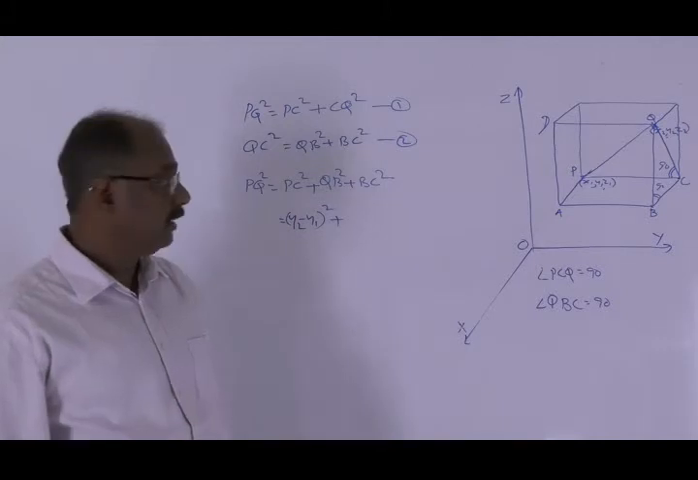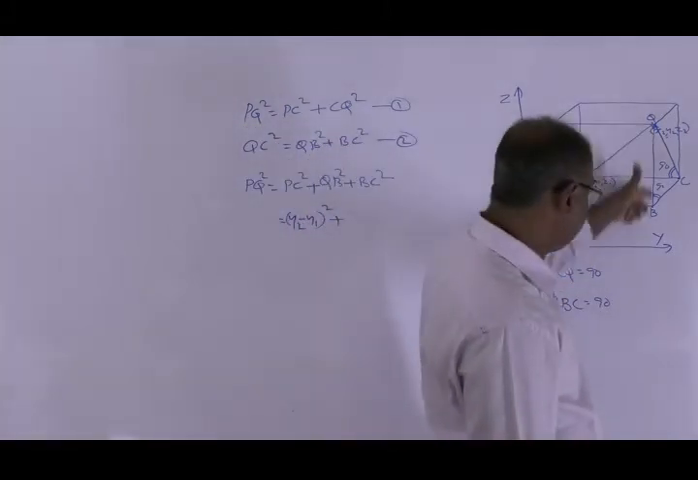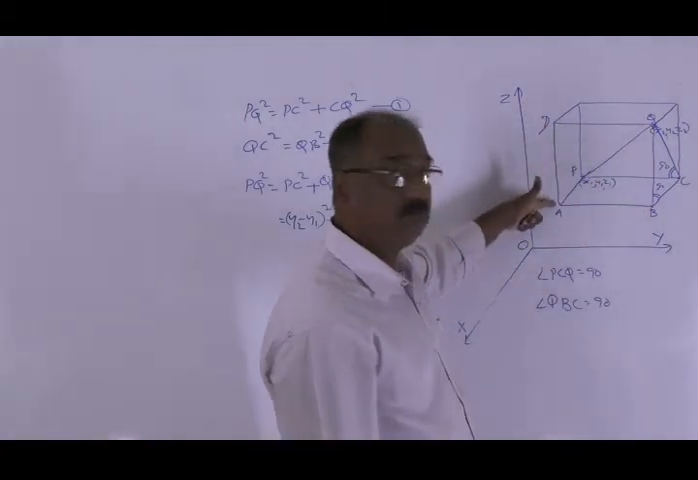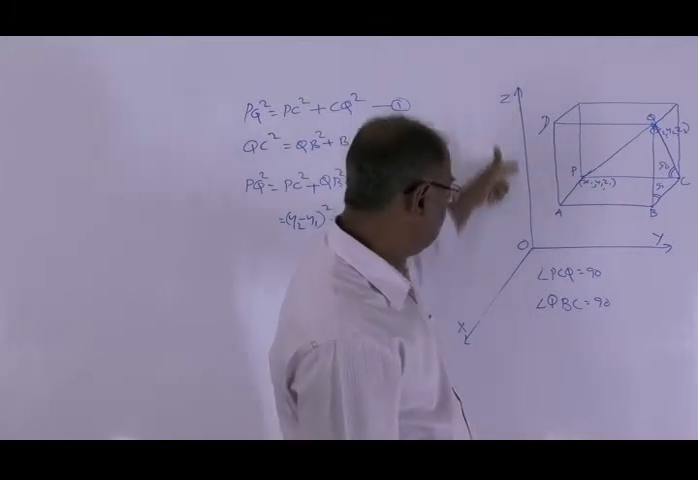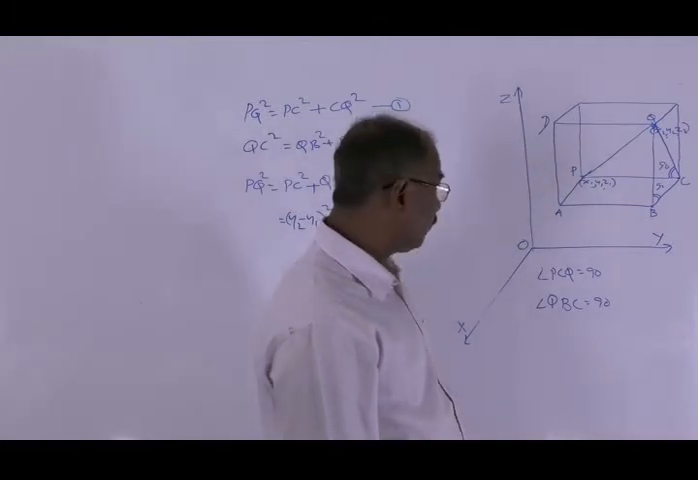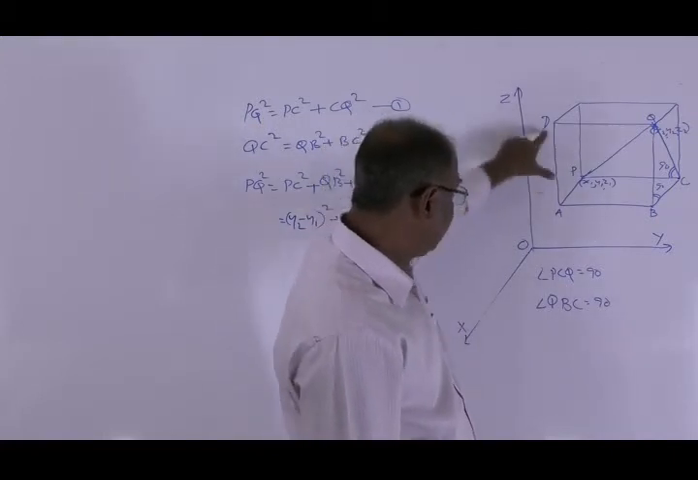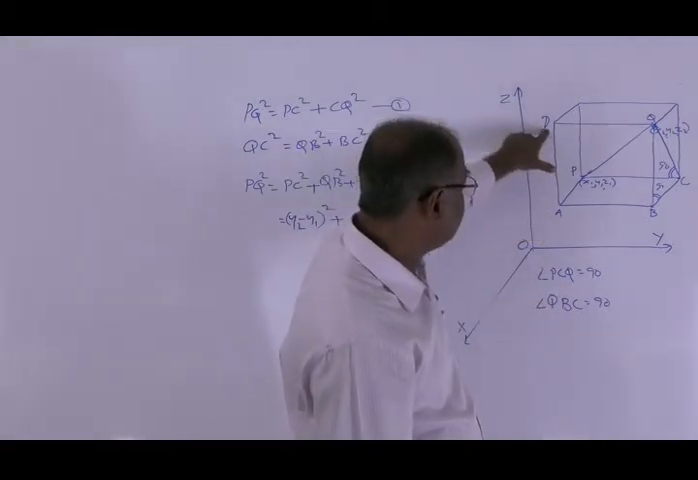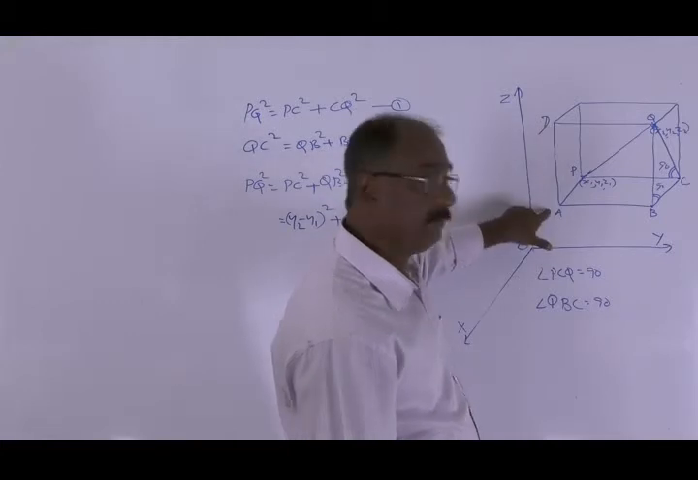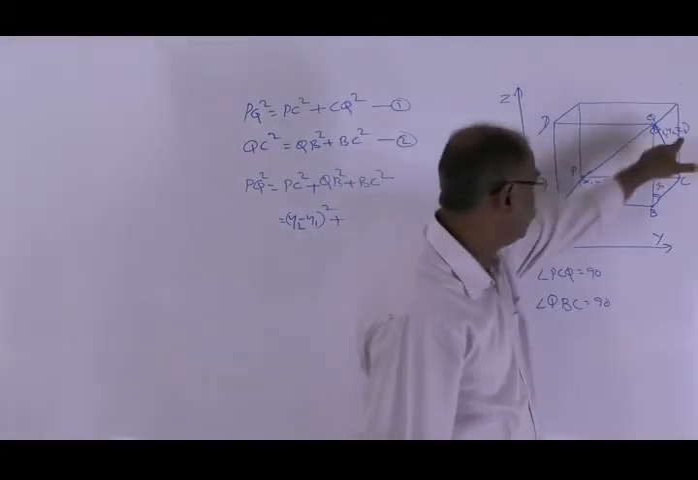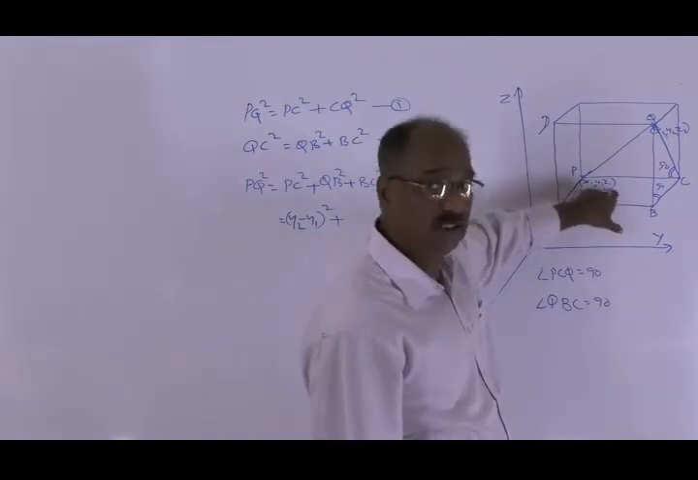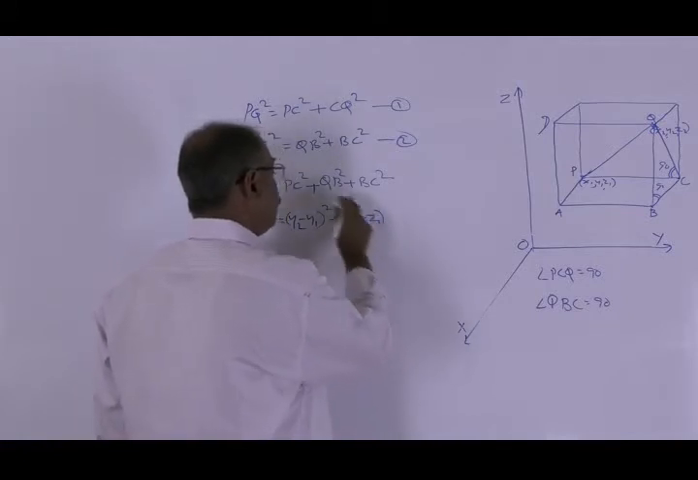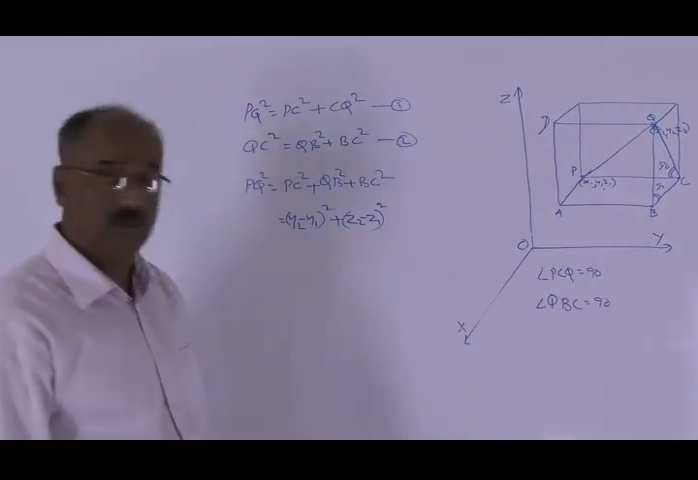And QB. This QB is parallel to this DA, which is parallel to this z-axis. And therefore, the distance DA is, as in the previous case, the difference between the z-coordinates of D and A. Z-coordinate of D is clearly z2. Z-coordinate of this A is equal to z1, so QB is z2 minus z1, and hence QB squared equals z2 minus z1 whole square.